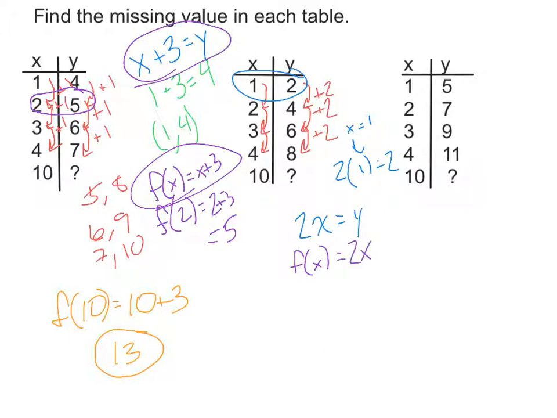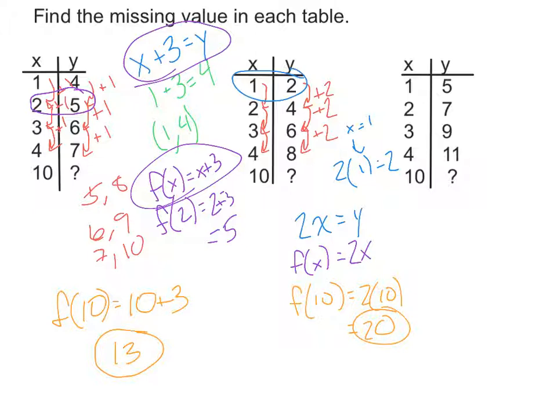And then we just figure out what's going to be 10. So f of 10 equals 2 times 10, so we get 20. So the question mark in that one is 20. All right, and then in the last one, we're going to look at pretty much the same stuff.